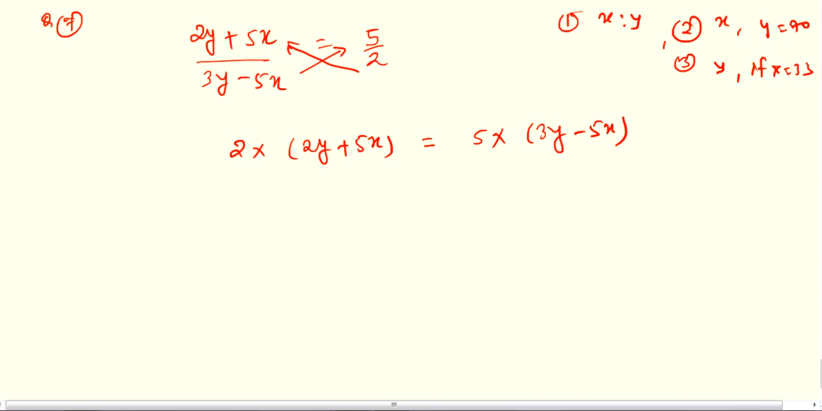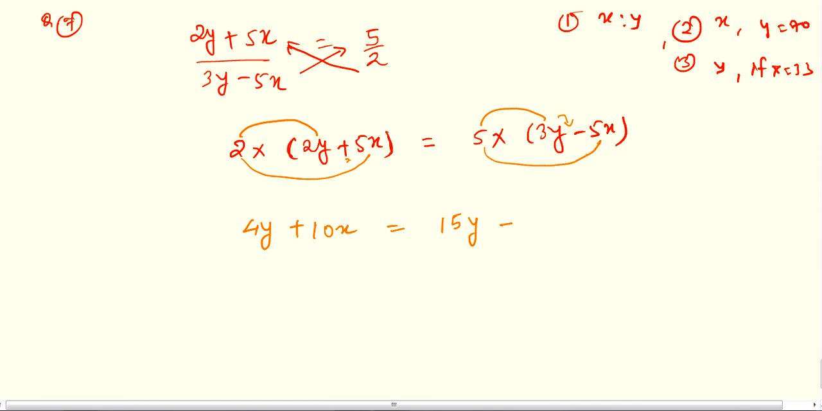First, inside the bracket we have 2y and 5x, and outside we have only 2. So this 2 will multiply with 2y: 2 into 2 is 4y. Then after that plus sign, so plus. Then 2 into 5x will be 10x. Then 5 into 3y is 15y. Then we have a negative sign, so negative. 5 fives are 25x.